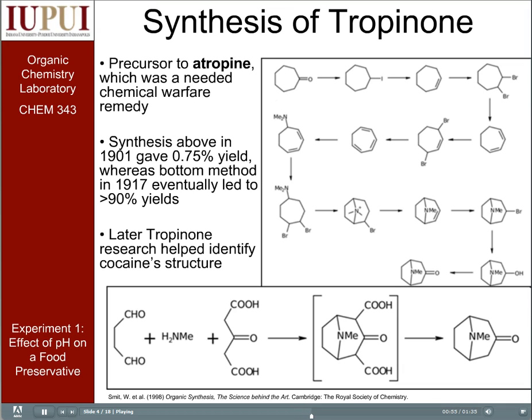In 1917, the synthesis on the bottom was designed that uses really simple chemical building blocks, and eventually led to greater than 90% yields for the exact same thing. So a major development that helped get atropine to people who needed it in World War I or II. And as an example of how things can play off each other, this synthesis of tropinone, which is actually a precursor to atropine, eventually helped solve the structure of cocaine. So sometimes solving problems can end up leading to solving other problems.